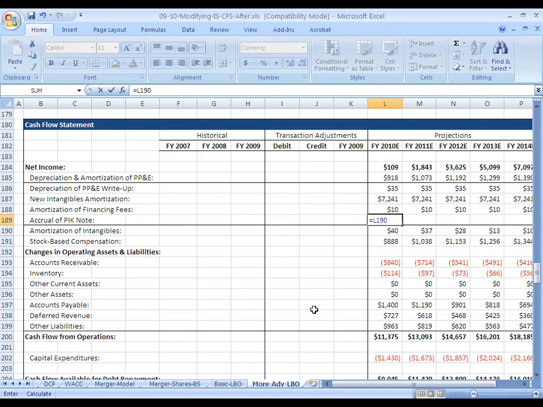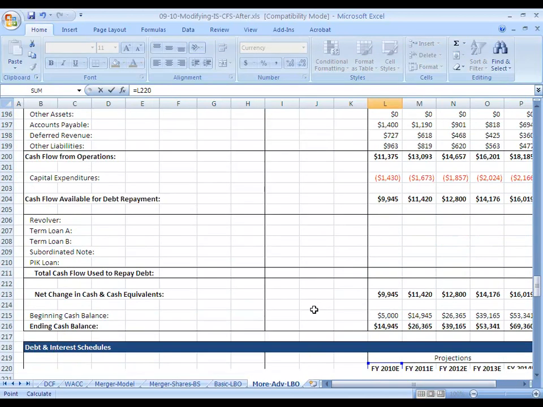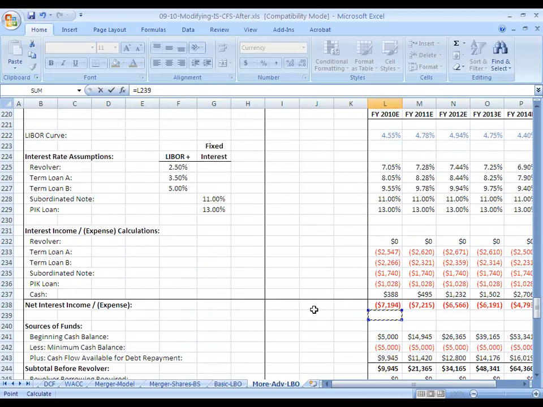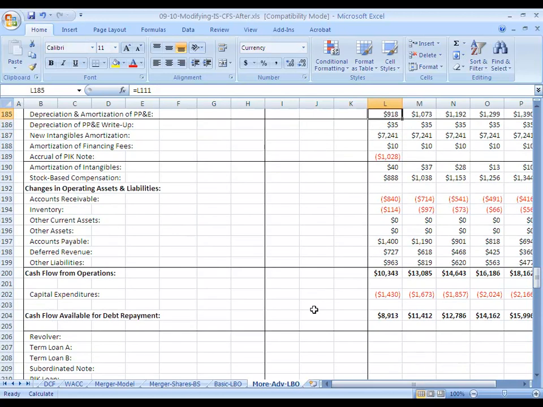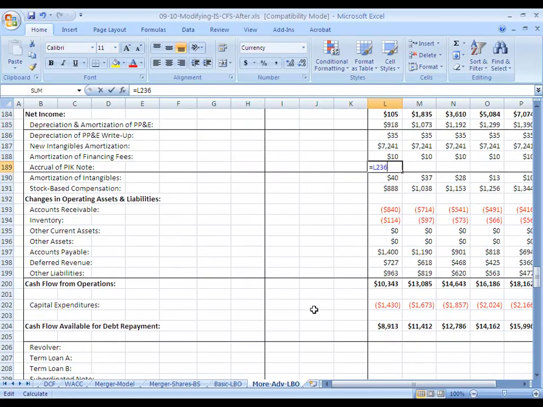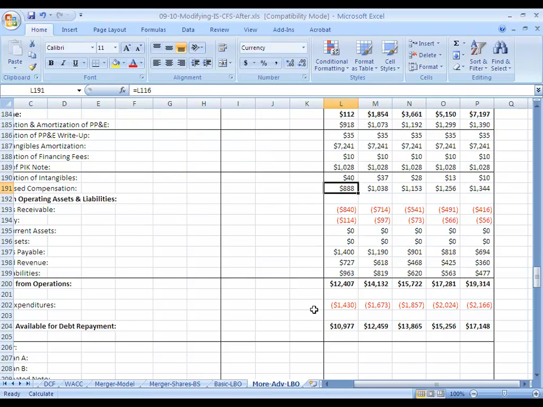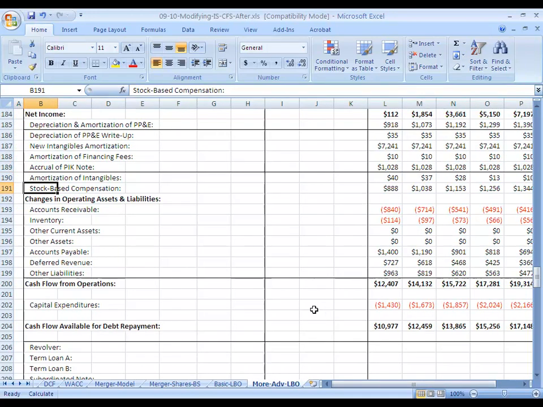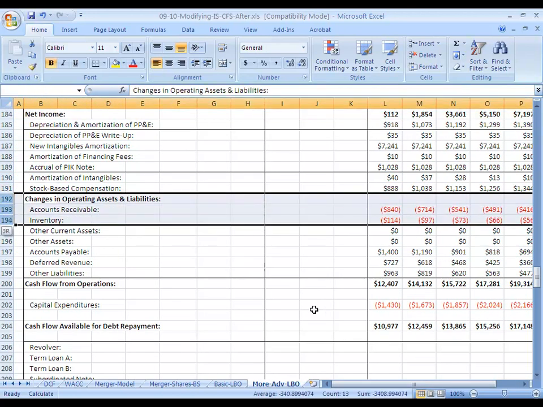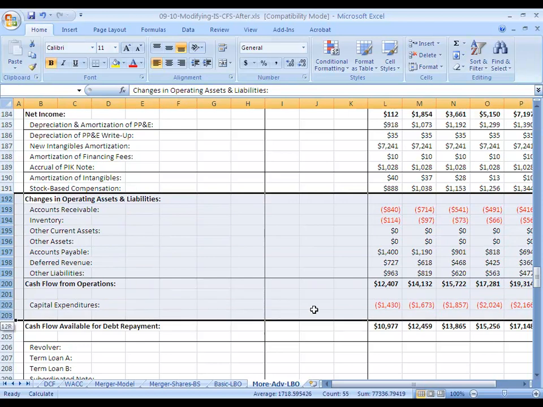So to get this number, we're going to go down to our debt schedules, and we're going to pull the interest on the paid-in-kind loan directly from here. We also need to change the sign here and make this a positive, so I'll do that. Now I will copy this across. So we have that in place. We don't have any changes to the operating assets and liabilities section here. CapEx will also stay the same.